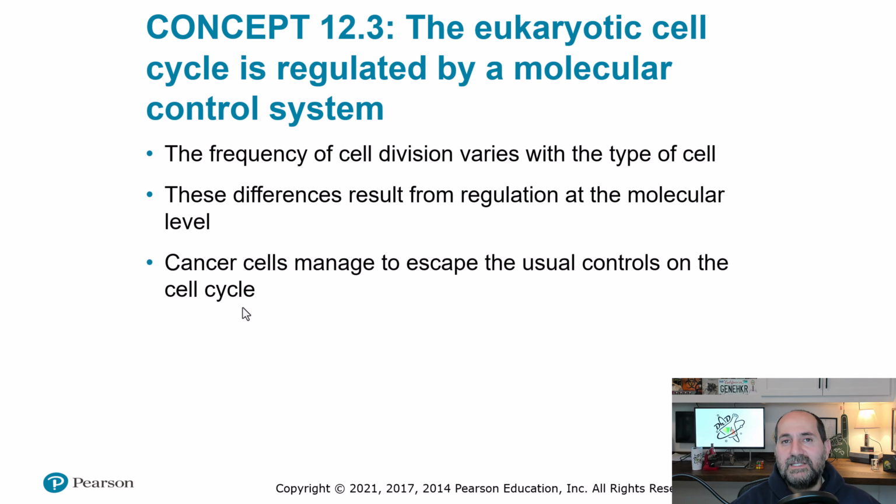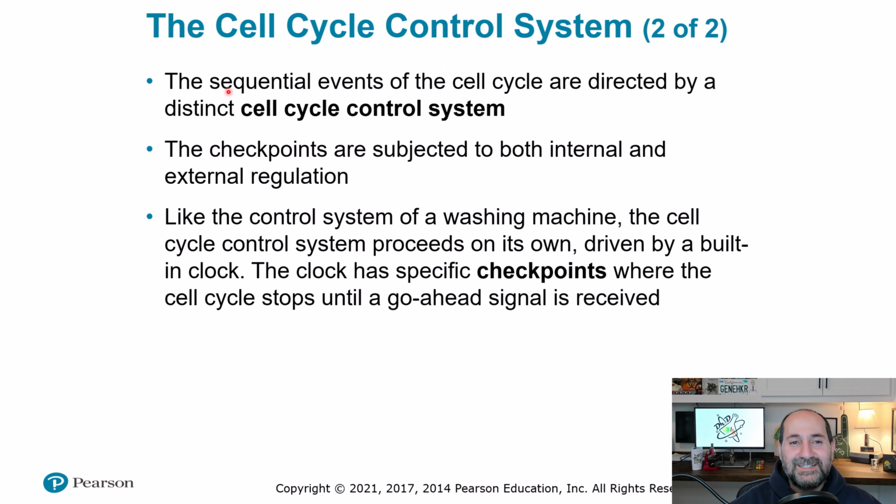So instead of dividing every other day, for instance, or only dividing when there is cell damage, those cells divide and divide and divide. So let's talk a little bit about the cell cycle control system, and then we can discuss how it can go awry to result in cancer. So again, inside of each and every one of our cells is what's known as the cell cycle control system, which is made up of various checkpoints. Checkpoints where the cell cycle stops until a go-ahead signal is received.